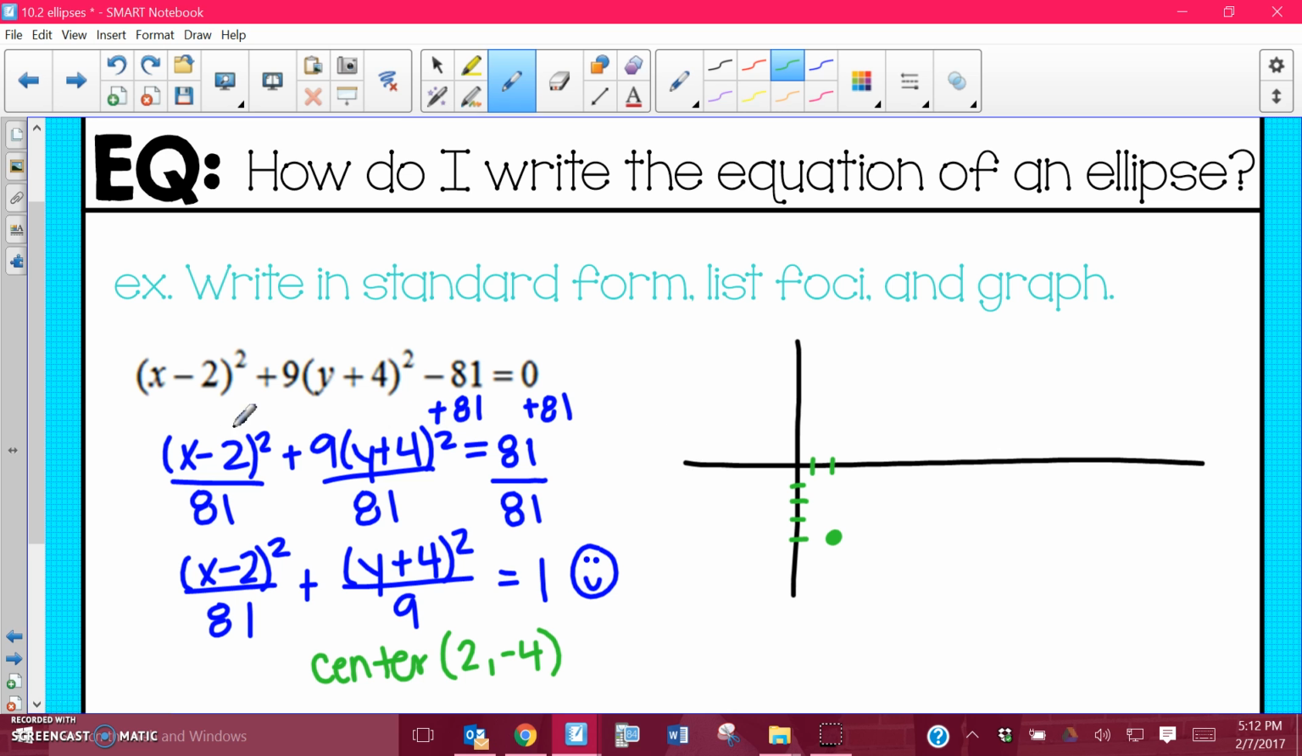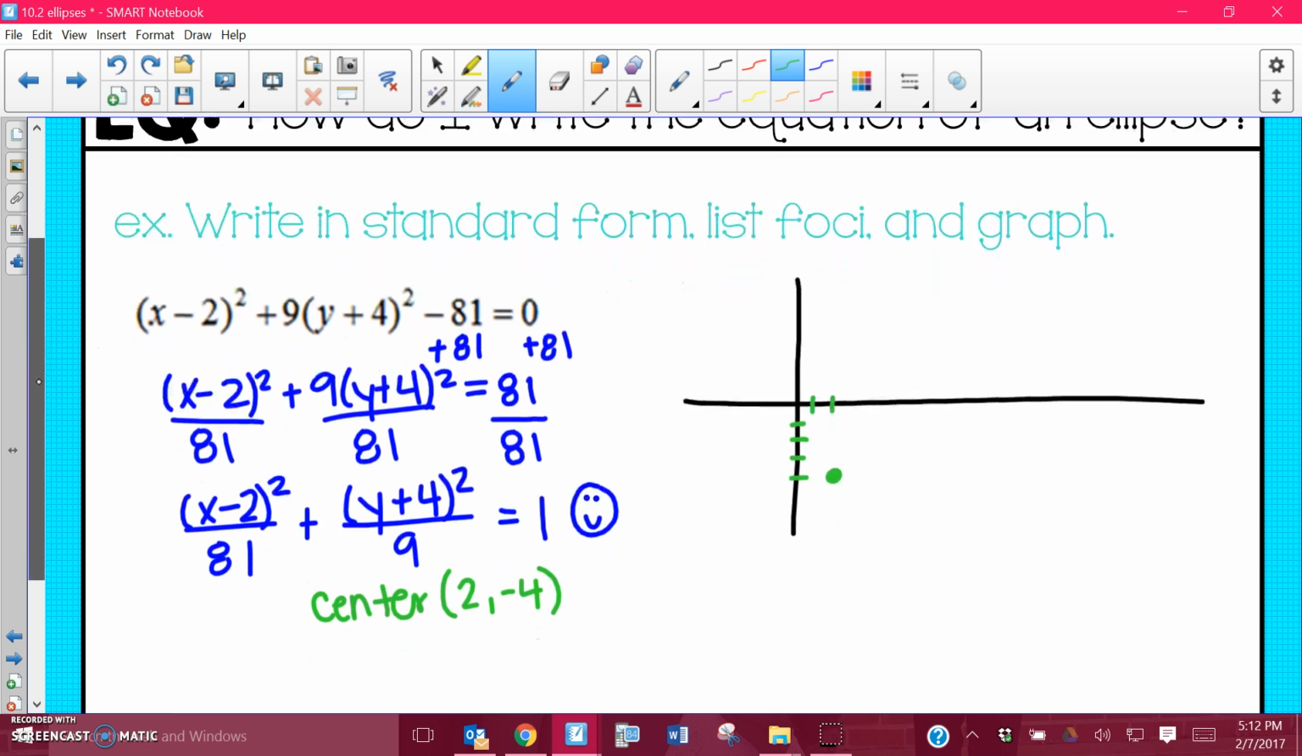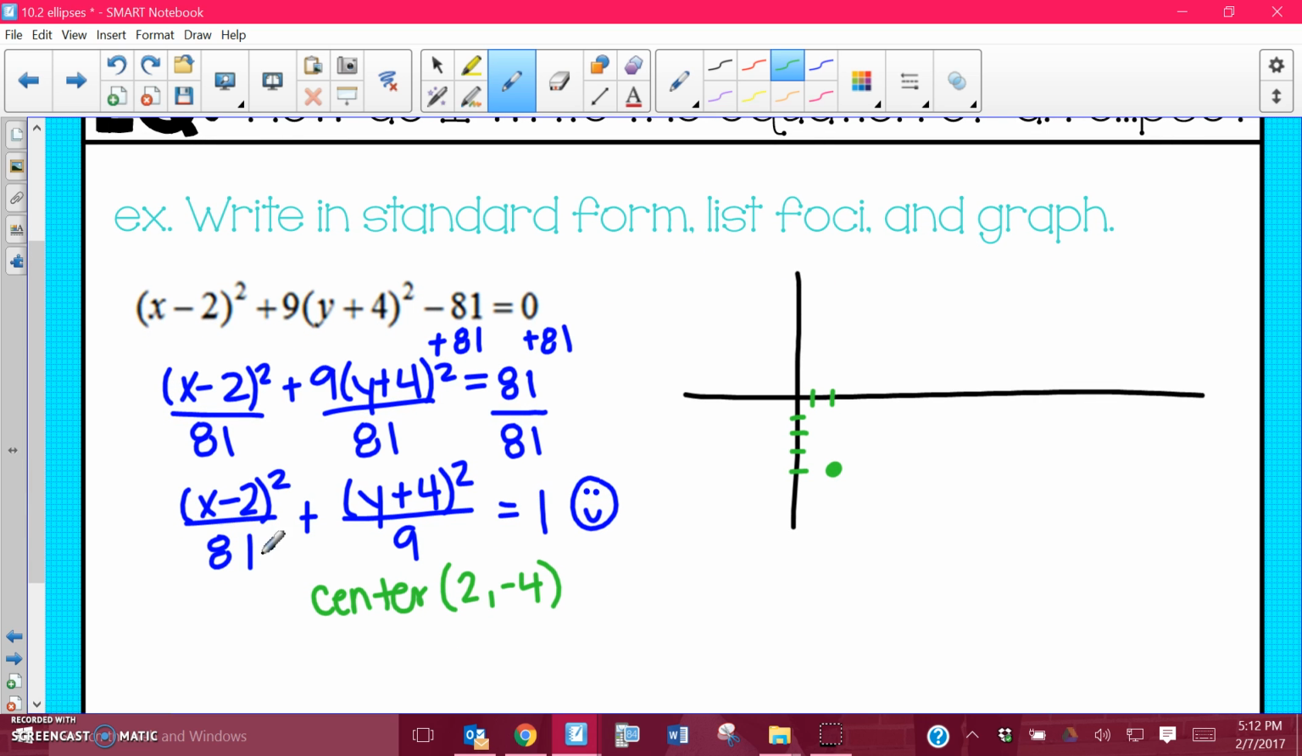And the way I do that is I find my A and my B. Now remember, your A is always your bigger one. So your A squared is 81 here, because 81 is bigger than 9. So the square root of that would get me 9. And then B would be the square root of 9, or 3. So you notice now that the bigger number is under x, which makes this a horizontal ellipse. So if your bigger number is under x, that means that you're going to have a fat guy.